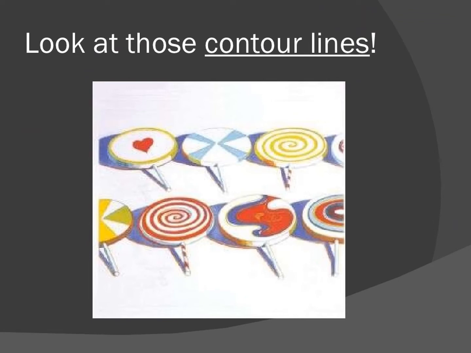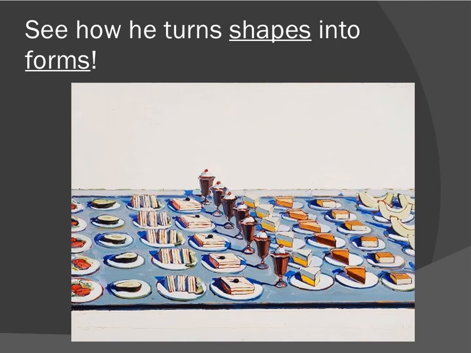Now we're going to look at how Wayne Thiebaud used the principles and elements of art in his work. This is a great example of him using contour lines. Remember, that's the outside edge of any image. This is a great example of how he used very simple shapes like triangles and circles to create the illusion of forms. Remember, shapes are two-dimensional and flat. Forms are three-dimensional and pop up.